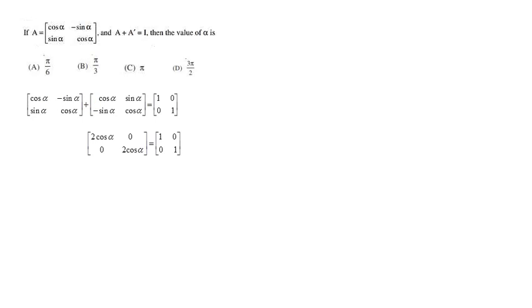Let's add the corresponding terms. Cos alpha plus cos alpha is 2 cos alpha, minus sin alpha plus sin alpha is 0. Add the corresponding terms, you will get 0 and 2 cos alpha, equal to 1 0 0 1, the identity matrix. Equate the corresponding terms, that is 2 cos alpha is equal to 1. That means cos alpha is equal to 1 by 2. Bring 2 to the right side. Then cos alpha is equal to 1 by 2, which means it is equal to cos pi by 3. So here alpha is equal to pi by 3. So the correct option is B, and we have come to the conclusion that B is our right answer.